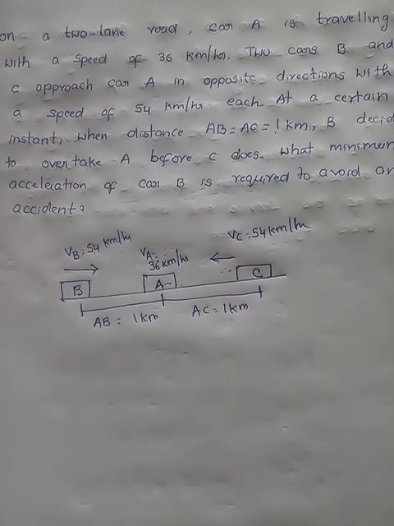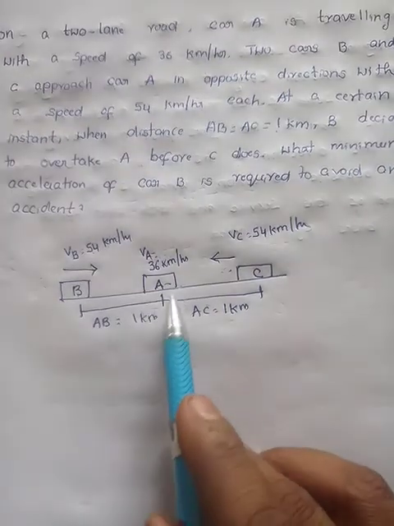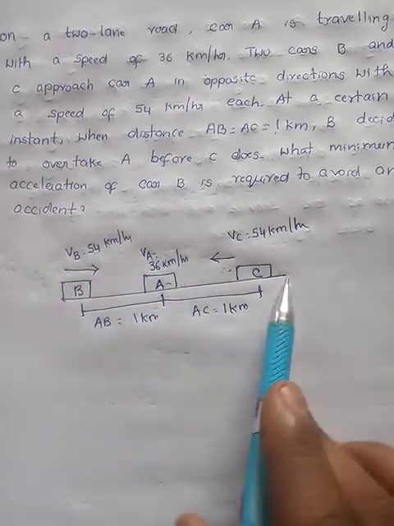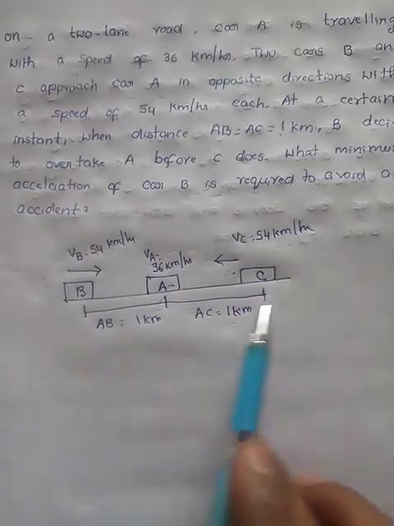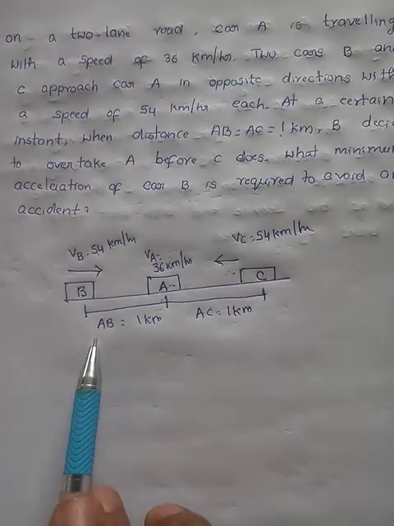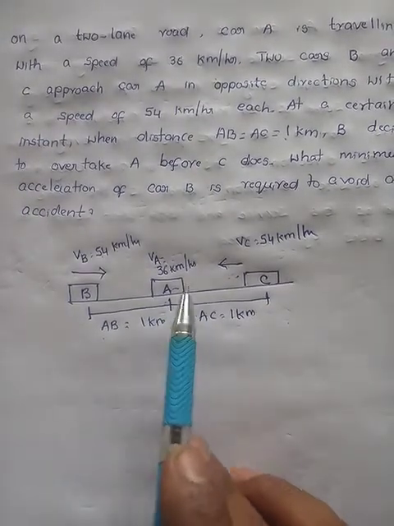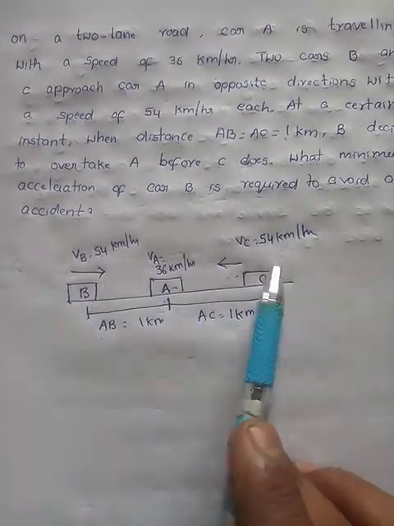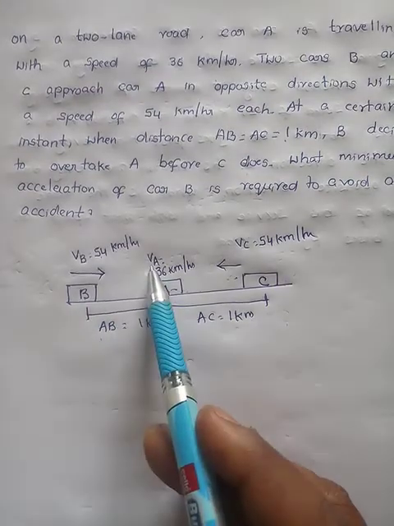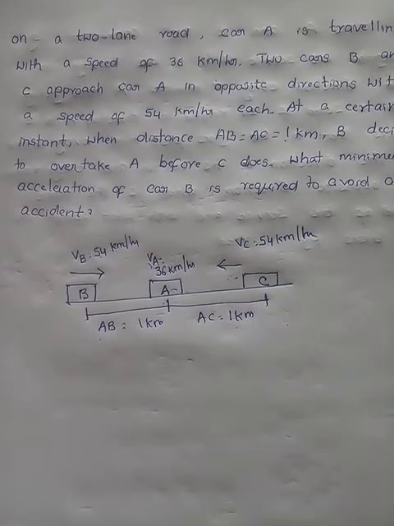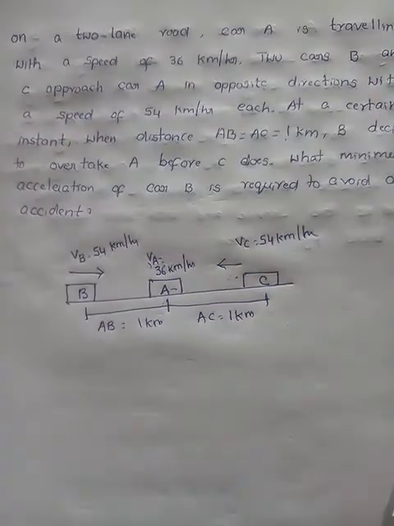That is the question. They said that A is moving on a road with a speed of 36 km/h. B and C approach A in opposite directions. When AB is equal to AC is equal to 1 km, B decides to overtake A before C does, because both are moving at the same speed. To overtake, B has to increase its velocity, that is, what acceleration it has to give so as to avoid the accident.